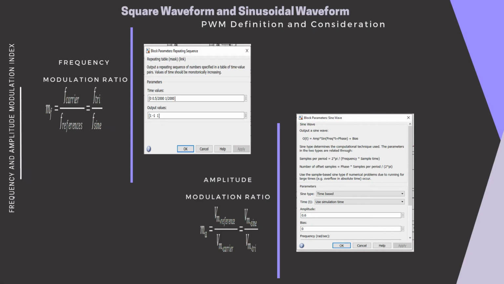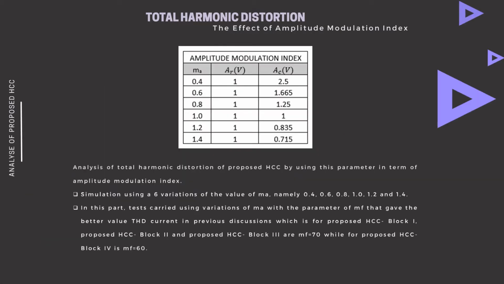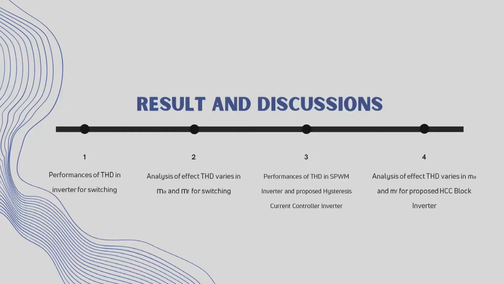First part is using PWM definition and consideration in varying frequency and amplitude modulation index. Second part is the effect of the frequency modulation index to the proposed HCC when using the simulation of 10 variations of the value of MF, and the effect of the amplitude modulation index by using 5 variations of the value MA. Next, we move on to the result and discussion.